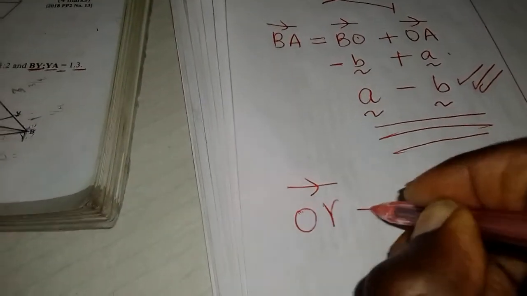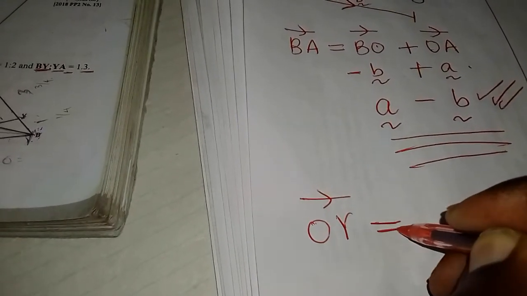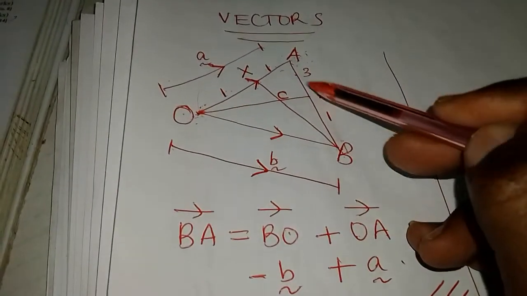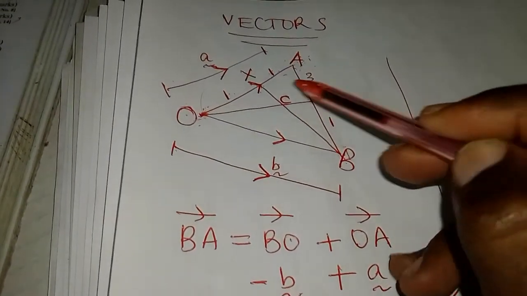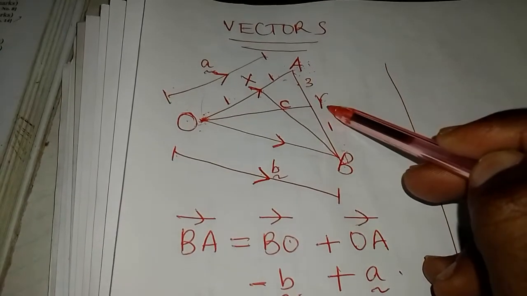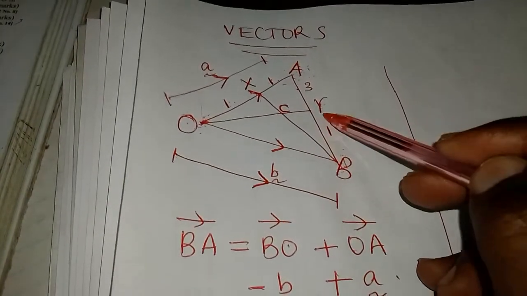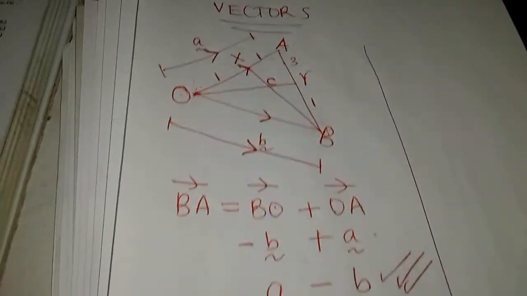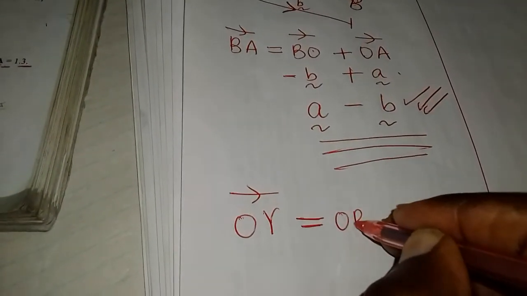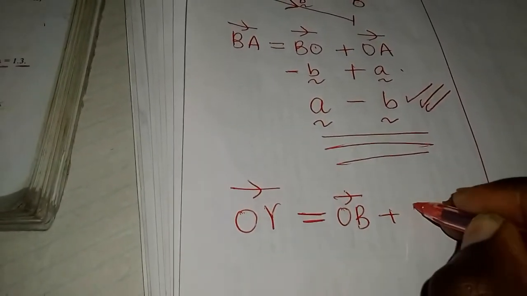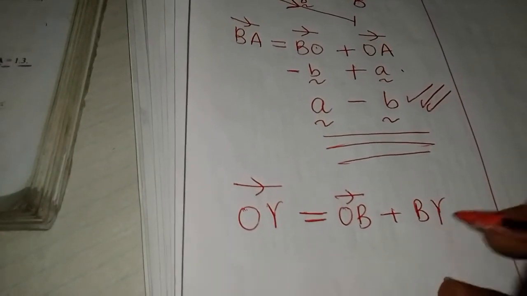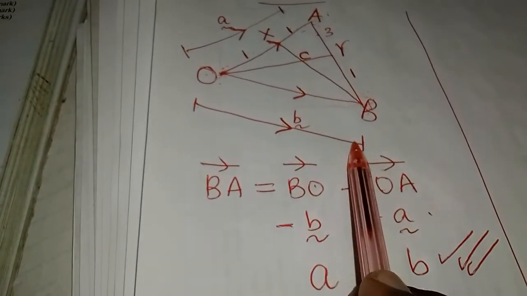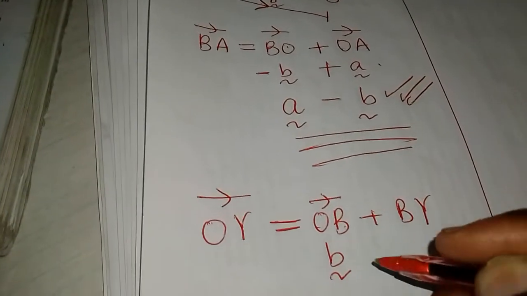Vector OY. I want to move from O to Y. I can either say OA plus AY, or I can say OB plus BY. It is easier to say OB plus BY, although these two routes can give you the same answer. What is OB? OB is vector B. Good. The same direction, no negative gets introduced.